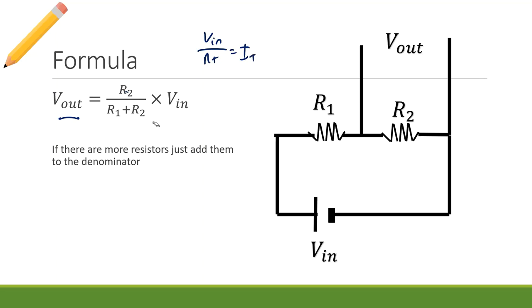If there are more resistors, we just add them to the end of the denominator. So if there's R3, R4, then you just go R1 plus R2 plus R3 plus R4. R2 is the resistor that we care about, the resistor that we're measuring V out over. So I want you to write this equation down, because we're about to use it for the very first time.